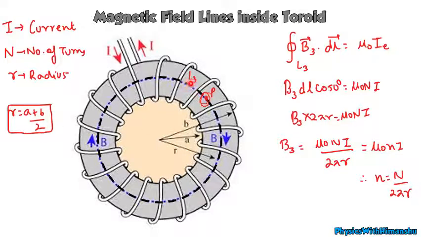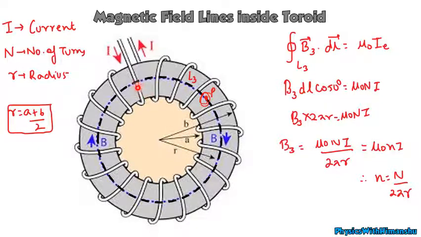Suppose now this black colored loop, L3, and I take a point P on the loop. If we put Ampere's law, that is the integration of B3 dot dl equal to mu naught times I enclosed for loop L3, the magnetic field will be constant, so it will come out of the integration. A dot B is AB cos theta, so B3 dot dl will be B dl cos 0, and cos 0 will be 1, equal to mu naught N i.